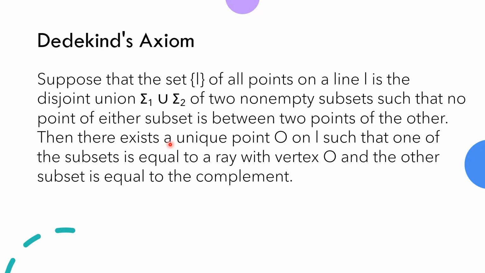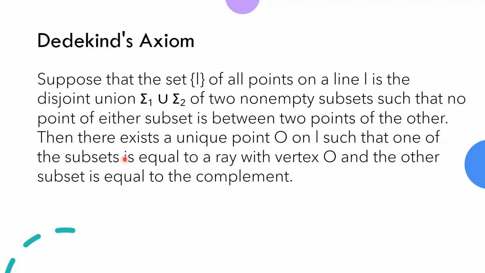So such that no subset is between 2 points of the other. So there is a separation condition. This is a crucial requirement that makes this a cut. So no interleaving, meaning points from line 1 don't appear in the middle of points from line 2. So there is order preservation. The subset respects the linear ordering of the line.